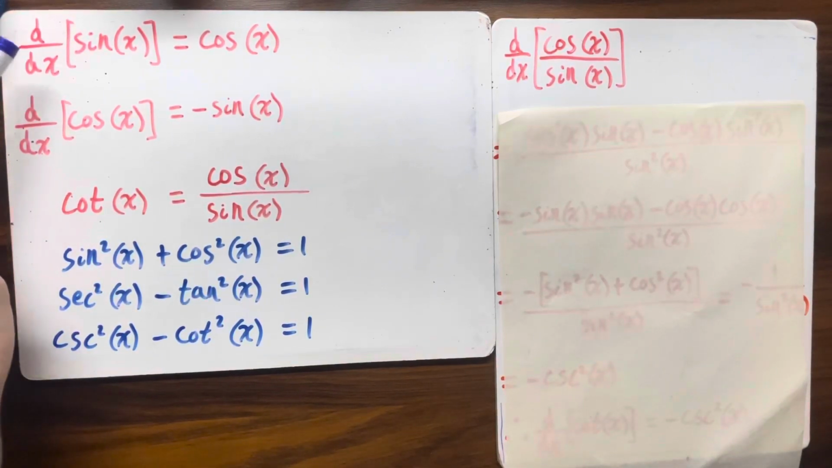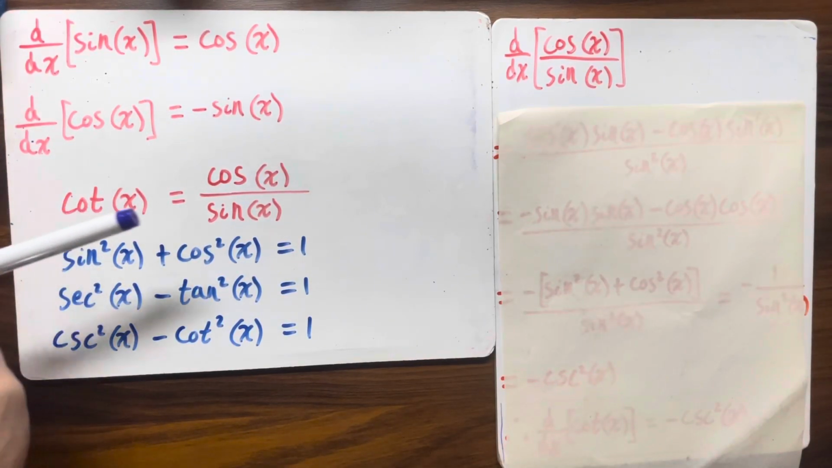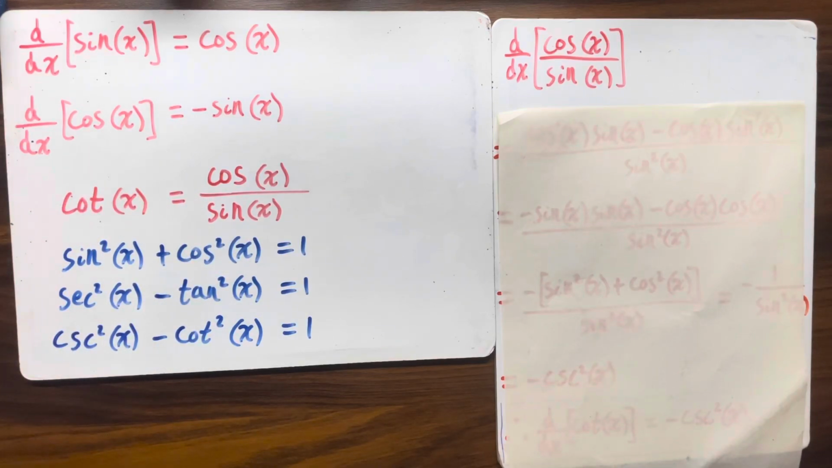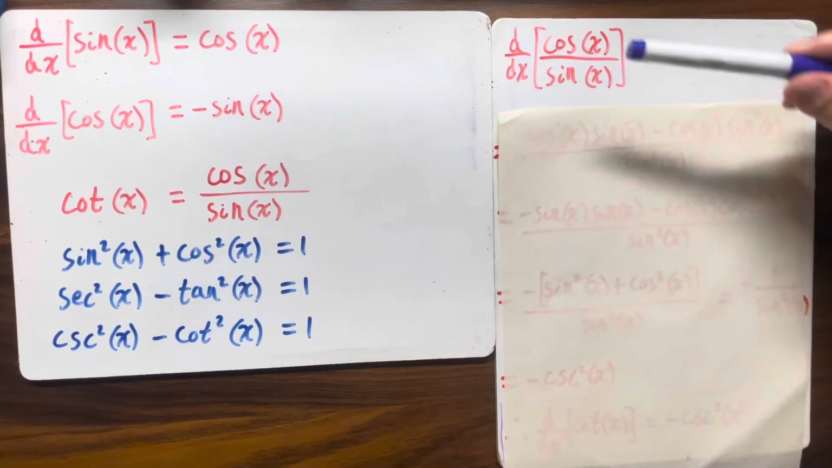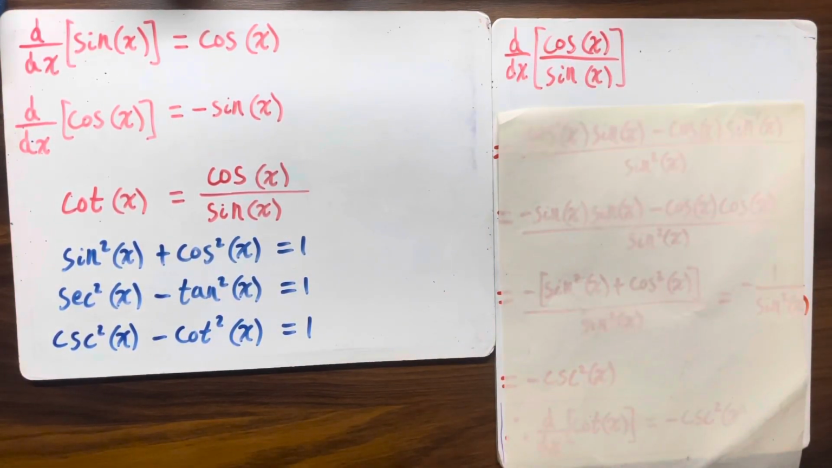Using the fact that the derivative of sine is cosine, the derivative of cosine is negative sine, and cotangent is equal to cosine over sine, we can try to figure out the derivative of cotangent. So if we want to figure out the derivative of cotangent, we can write cotangent in this way. And from here, we can use the quotient rule.